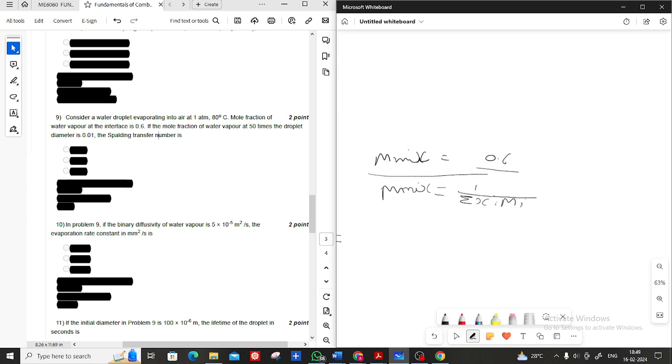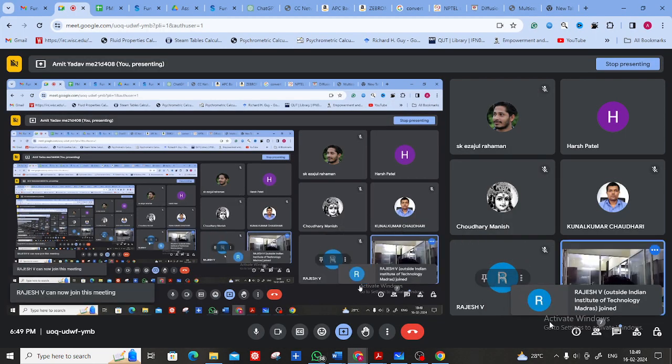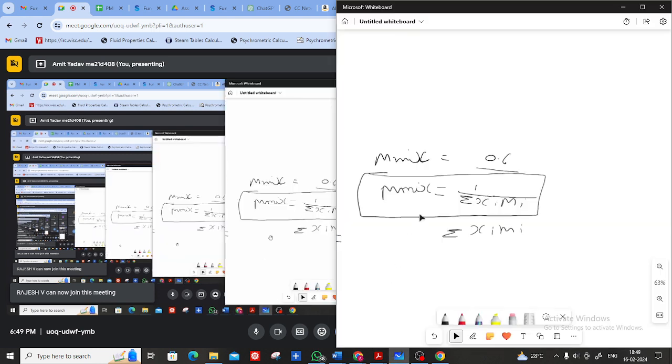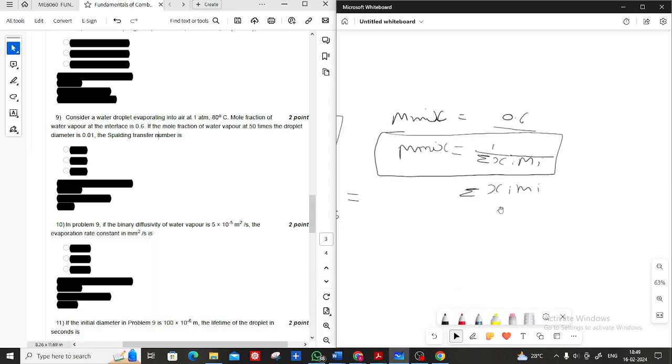Molecular weight of mixture. Is it correct, sir? No, this is not correct. It is summation xi into mi, not 1 upon summation xi into mi. If you do 1 upon summation xi into mi, how will you get 21 or something?